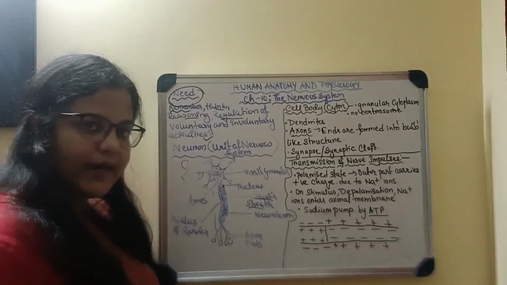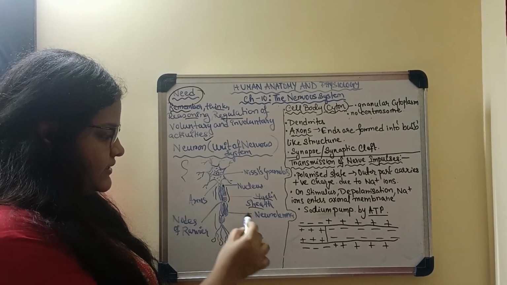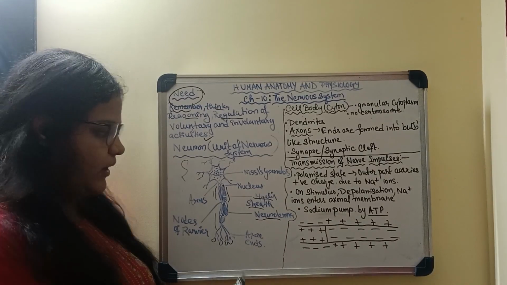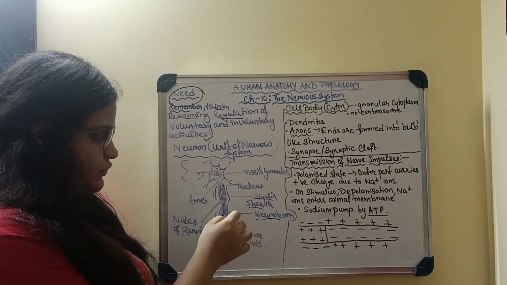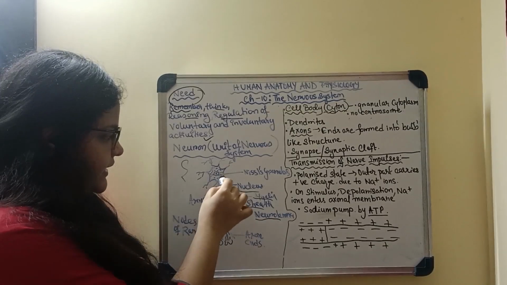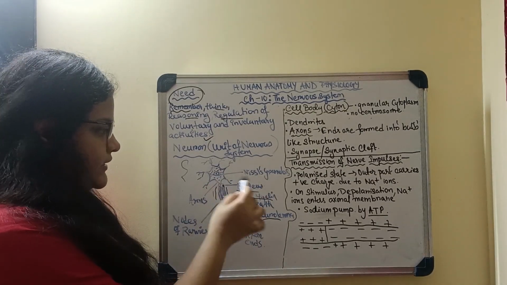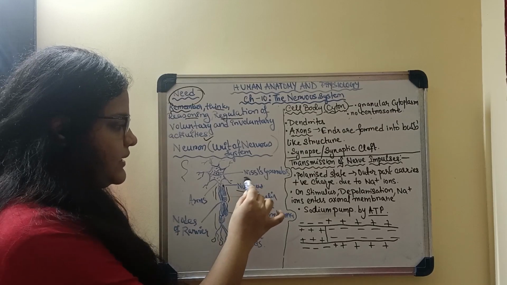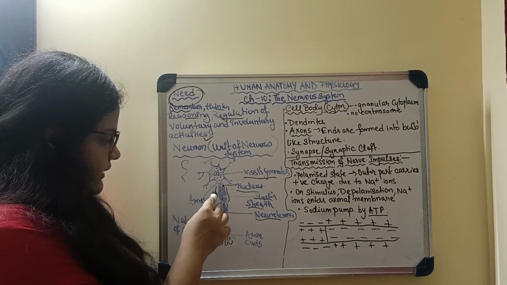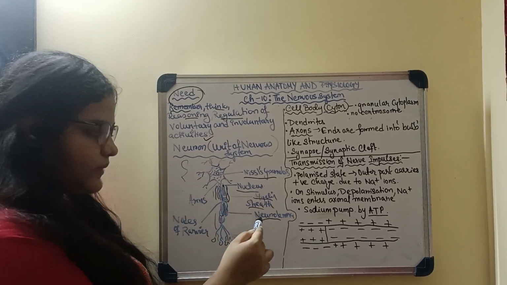What is it called? The myelin sheath. And the outermost covering of the myelin sheath is known as the neurolemma. What is it called? Neurolemma. The neurolemma of the myelin sheath contains a nucleus. Okay. Now, I forgot to tell you one thing: the cell body contains granules, and those granules are known as Nissl's granules.